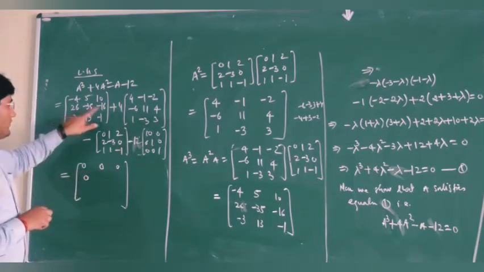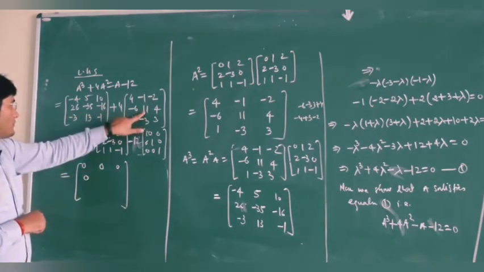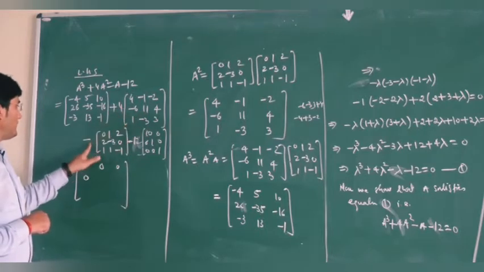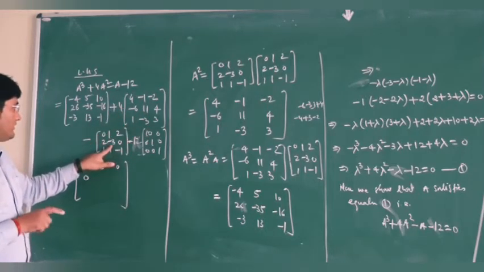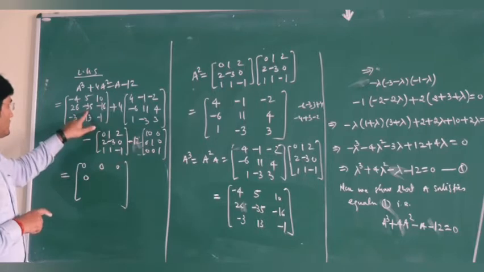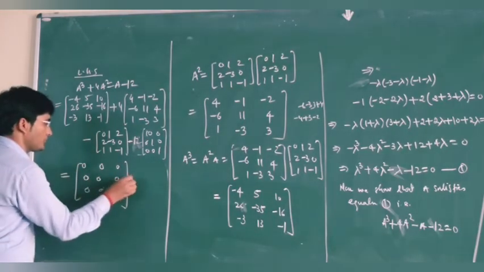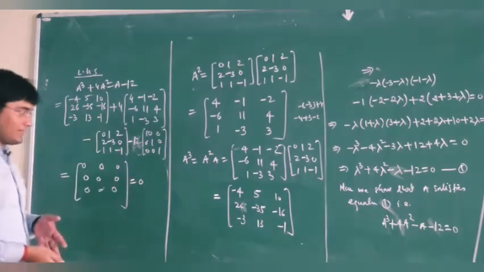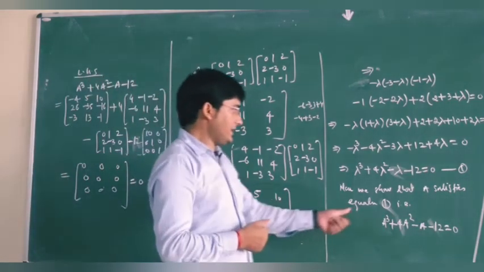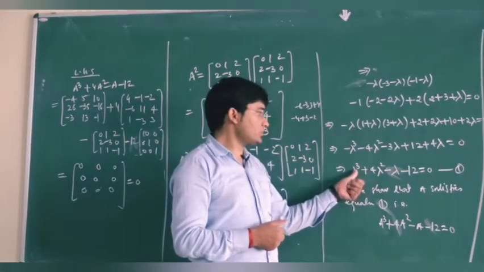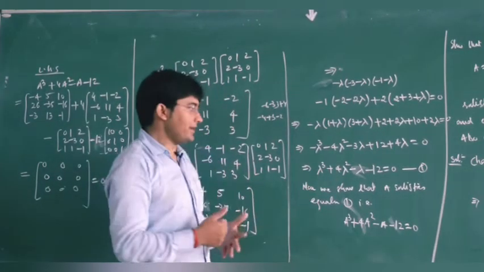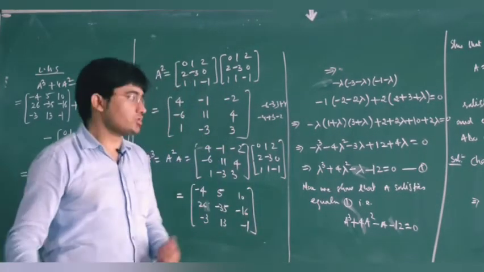Then we have minus 35 plus 44, plus 3, so we have 47, and here we have minus 12, minus 35, so it is again minus 47. So I think all the elements are equal to 0. So this is equal to 0. So that means our matrix A satisfies this equation number 1. So every matrix satisfies its characteristic equation.